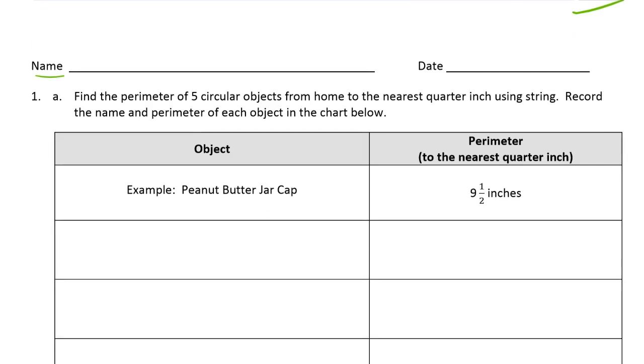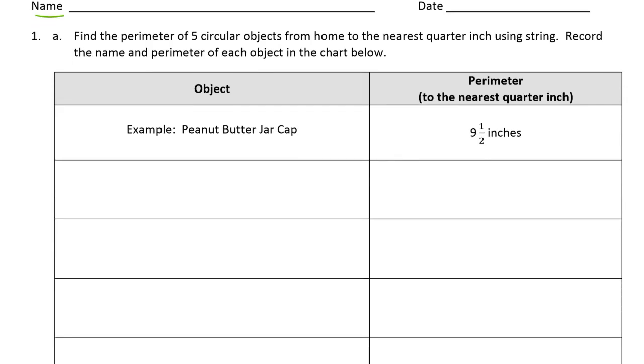And we're doing a little scavenger hunt at home here, finding the perimeter of 5 circular objects at home to the nearest quarter inch using string. So we're using inches, not centimeters. Record the name and perimeter of each object in the chart below.